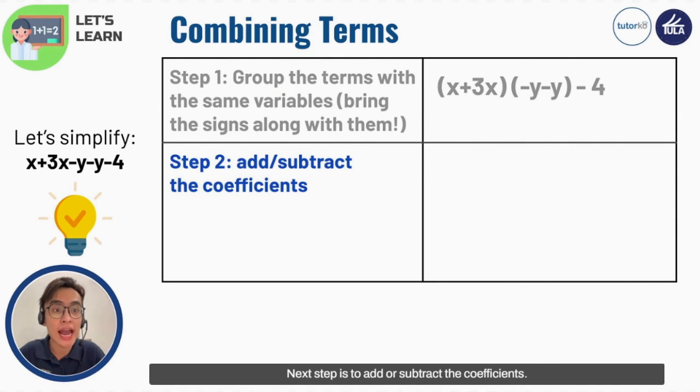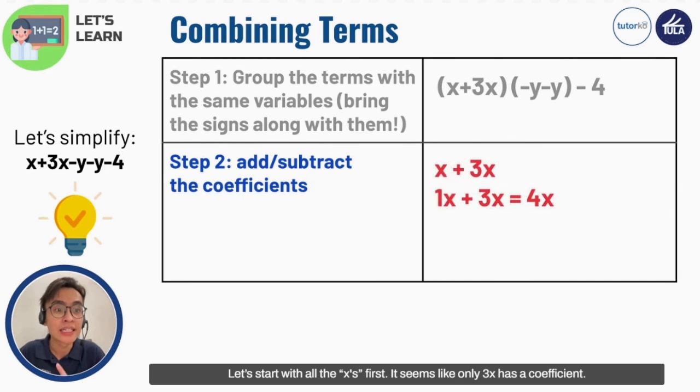Next step is to add or subtract the coefficients. This is a lot easier than you think. Let's start with all the x's first. It seems like only 3x has a coefficient. What about the other x? Pwede nating isipin na ang x ay kapareho lang ng 1x. Para ma-simplify ang coefficients, ia-add lang natin sila. So 1 plus 3 is equal to 4. Therefore, magiging 4x ang simplified term natin.